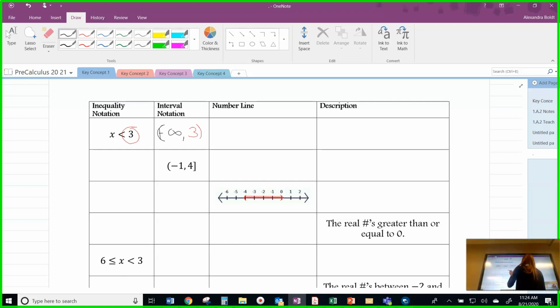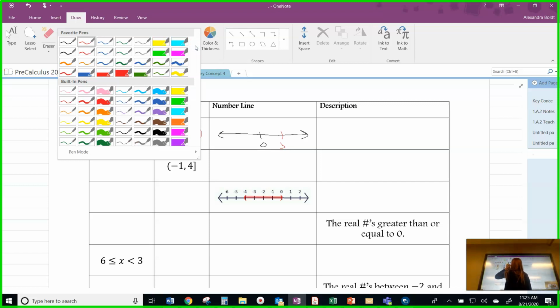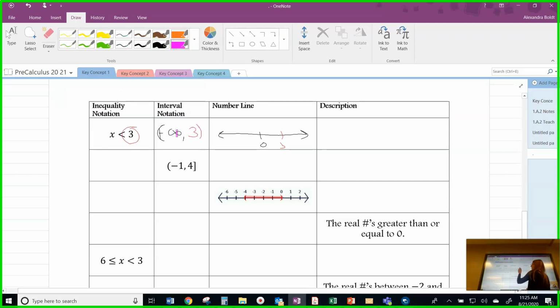On our number line, we kind of see the same thing we did before. I tend to always put 0 on my number line, so we kind of just have a starting place. And then we need that 3. It's going to be everything less than 3 gets shaded in, right? So then how do we describe this? Well, it's exactly what I said. It's the real numbers less than 3.